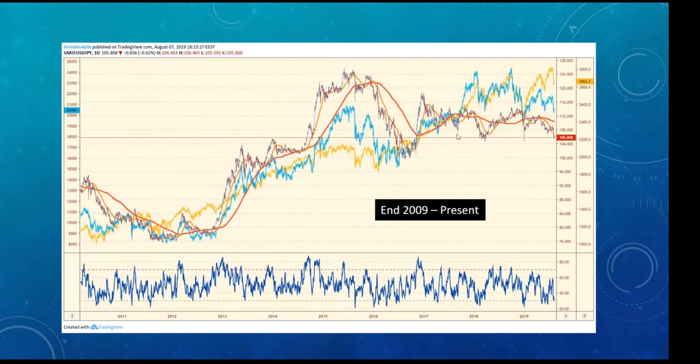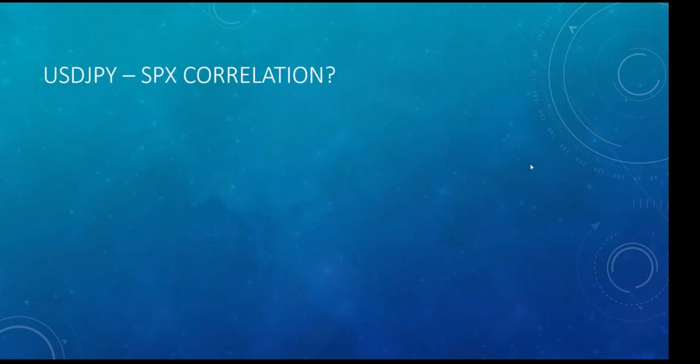which happens to be in the yellow, okay, and then you have the Nikkei and then the dollar yen all matched up. You still have a very strong correlation between the Nikkei and the dollar yen, but the S&P has kind of pulled higher since then. But what I've noticed most recently is the correlation is still very strong.